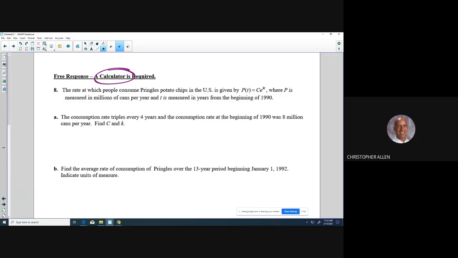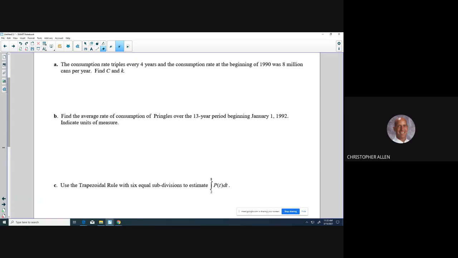So for question A, we know that it triples every 4 years. So I would just say 4 equals e to the 4k. Oh, triple, so that'd be 3, sorry. It should be a 3. So in other words, the ln of 3 and then 1/4, that's what k is. So there's your k value.